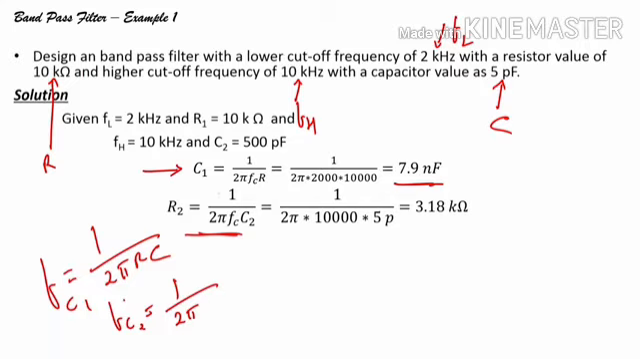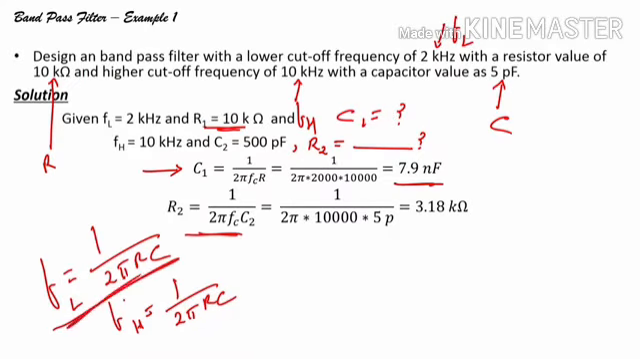So, this one we have calculated because we know the value of R1, but we do not know the value of C1. Here we know the value of C2, but we do not know the value of R2, right. So, first is the equation for FL, this is the equation for FH, right. From here and from here we can find R1, C1, R2, C2.